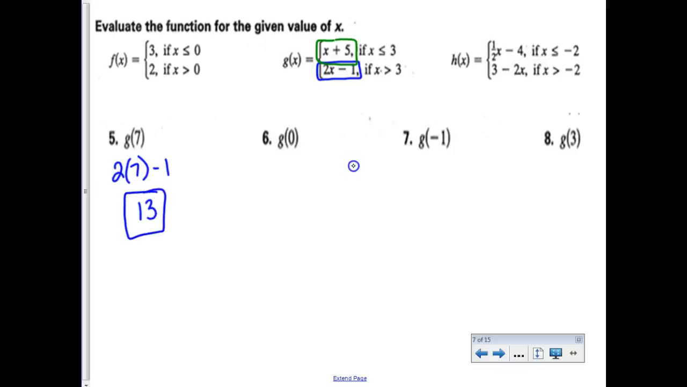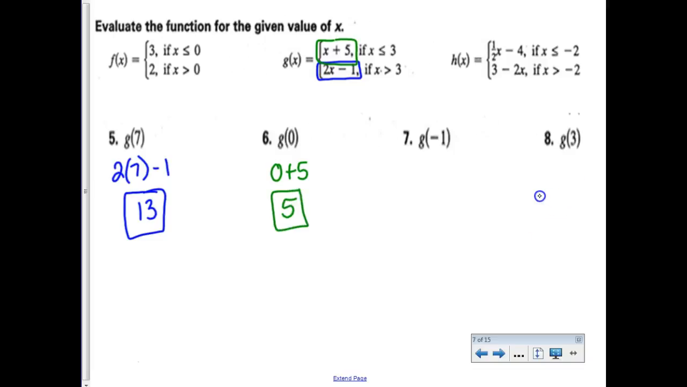Okay, how about 0? Do I use top function or bottom function if I'm plugging in a 0? Oh, 0 is bigger than 3? Top. Like we said, top. Top function if your x is less than 3, which 0 is less than 3. So I go ahead to the top function, I plug in a 0, and I get 5.